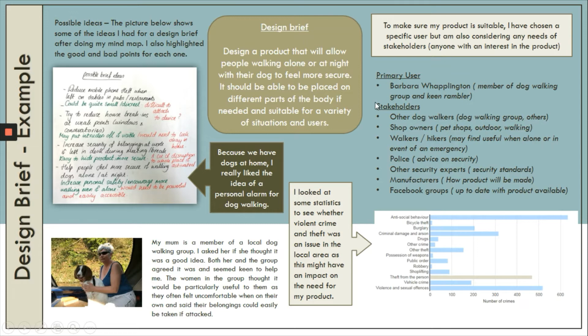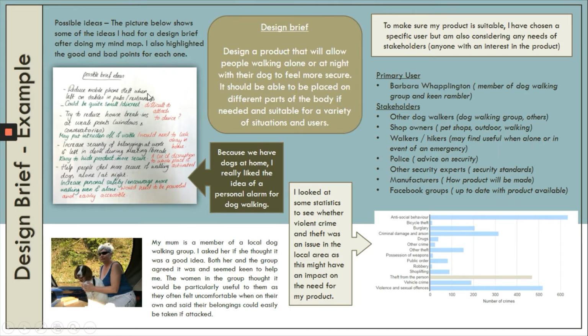Underneath that, I've decided who the stakeholders might be. Like I said to you, anybody with an interest in that product. So I've said here, to make sure my product is suitable, I have chosen a specific user, which is this person, but I'm also considering any needs of stakeholders. So I've listed my primary user with her name, and then some of the stakeholders that might have an interest. If I was to make a product to do this, other dog walkers would be interested, shop owners, walkers, hikers, police, because it's to do with security, other security experts, manufacturers, Facebook groups. Okay, so that's that one little section that needs to be included.